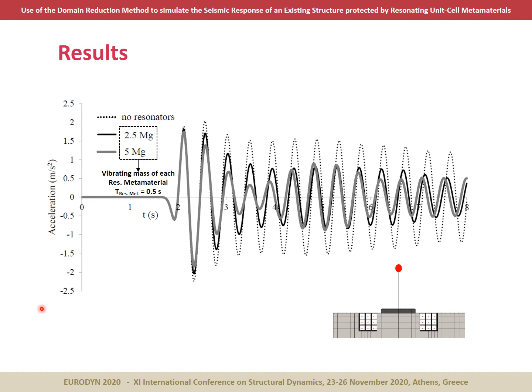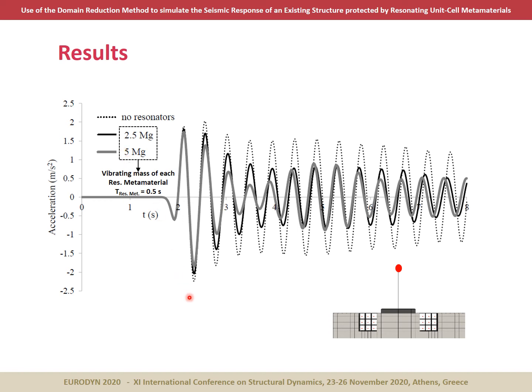And now that we have finished with the verification process, let's elaborate a bit on the results. So this figure compares the response of the single degree of freedom system in terms of acceleration with and without the resonant metamaterials. So the dotted line here is for the case where no metamaterials are embedded next to our system, and the two solid lines represent two different cases with respect to the vibrating mass inside the unit cells.